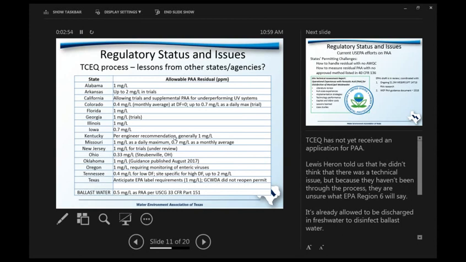So let's look at what other states have permitted for that allowable residual. Several states have permitted 1 milligram per liter, and some have gone up to 2 milligrams per liter where there's a very high dilution factor in the receiving water body. Other states have gone down to 0.3 or 0.4 for some of the reasons that Carl pointed out. So it does range depending on the local conditions.